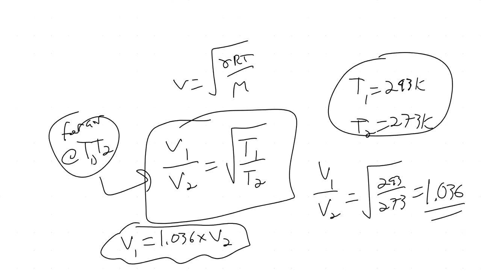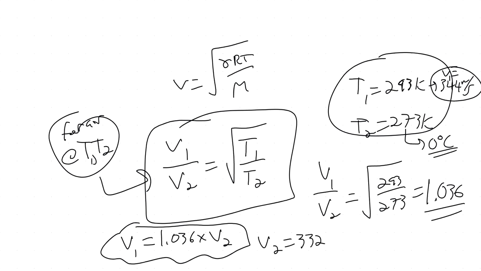notice, sorry, this was at freezing, not at 12 degrees, right? What was this, 344 meters per second, right? The velocity at that temperature at 20 degrees. If you divide 344 by 1.036, you're going to get that V2 is going to be 332 meters per second at 0 degrees Celsius. So you can use ratios to figure out this difference between the speeds at two different temperatures. Cool. I hope that made sense.